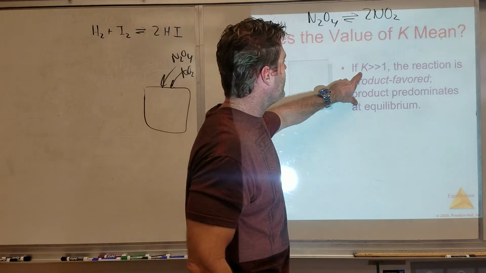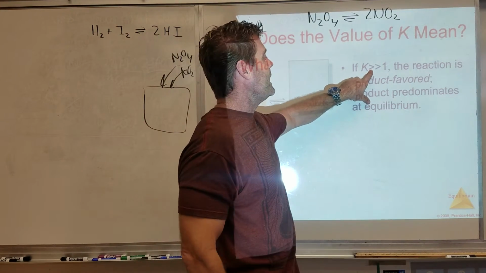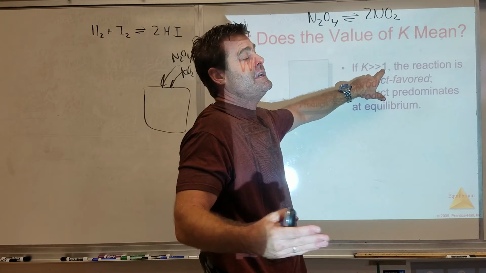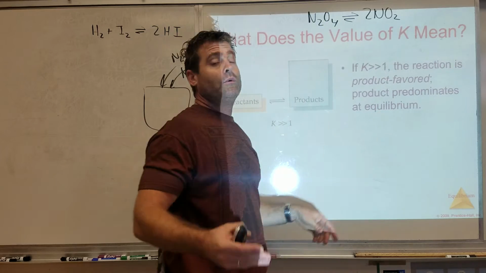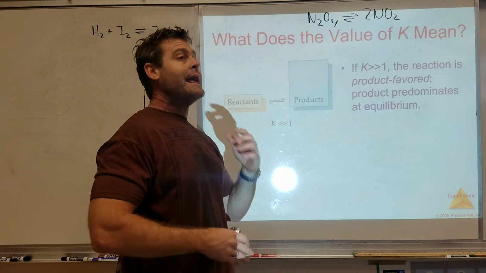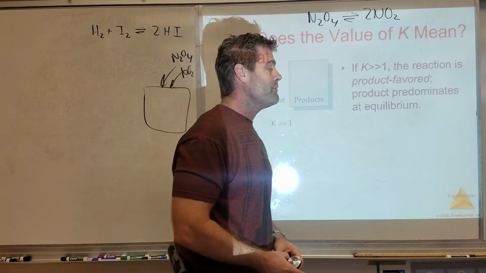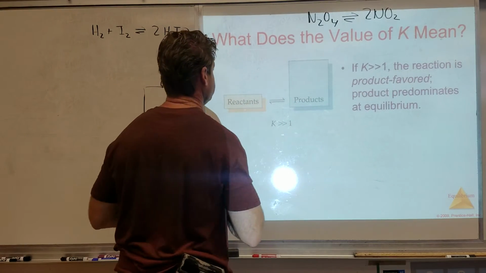Well, if your equilibrium constant is, say, greater than 1, or even a lot greater than 1, let's say it's like 65 or 8,572, whatever, the reaction is product favored. Wouldn't you agree? I shouldn't have erased it.